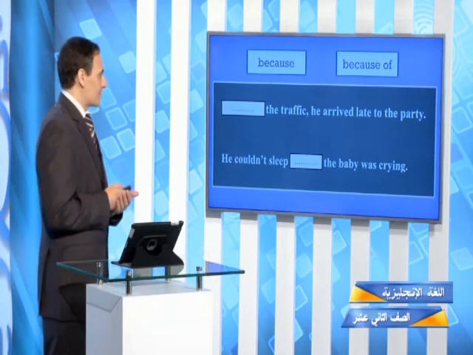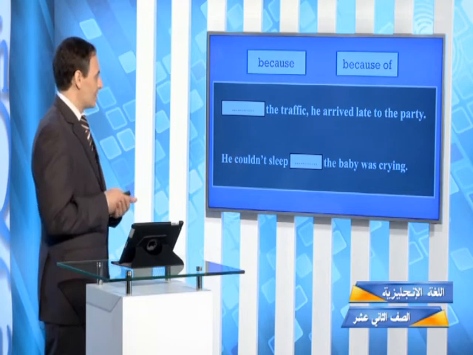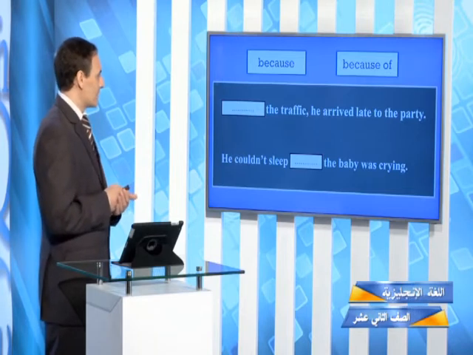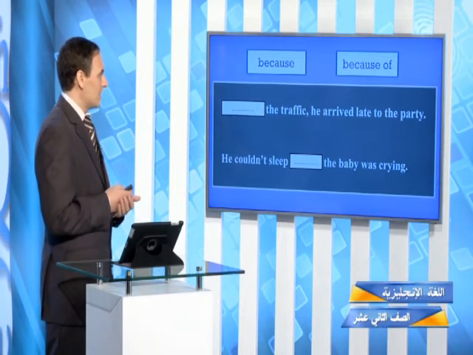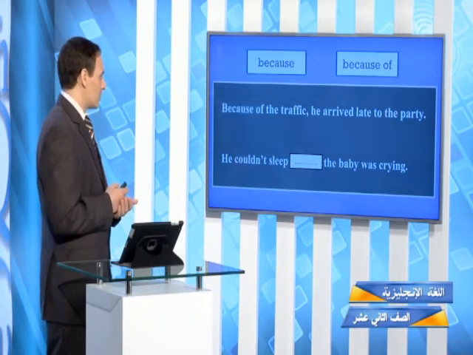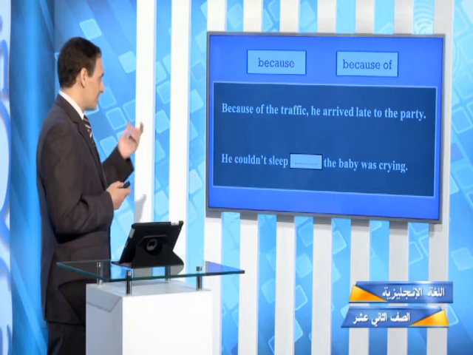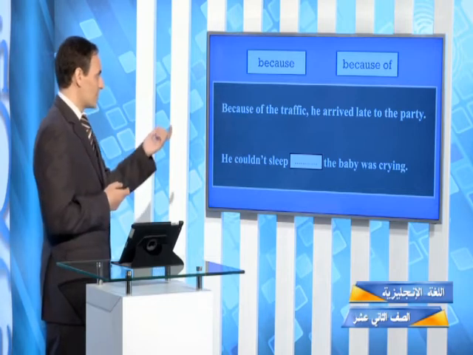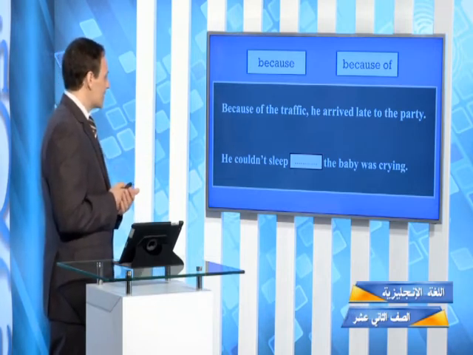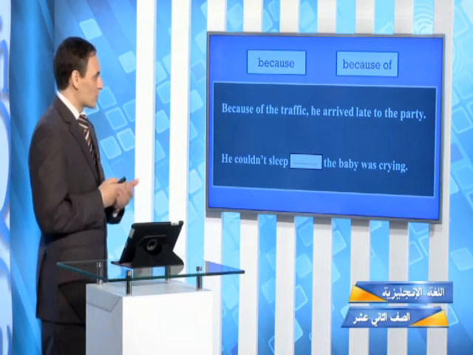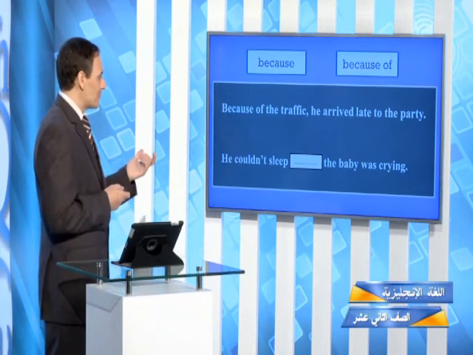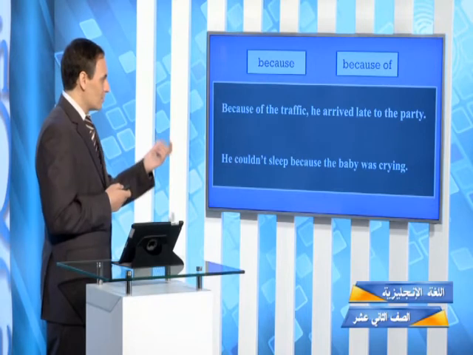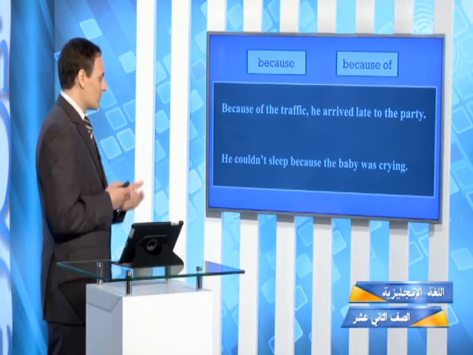Right, again, it's time for you to further practice this pattern. So do you use because or because of to complete the following sentence? Space, the traffic. He arrived late to the party. Excellent job. We should use because of. And the simple reason is that the traffic is a noun. So we use because of the traffic. Right, in the next sentence, he couldn't sleep, space, the baby was crying. He couldn't sleep because the baby was crying. The baby here is a subject to the verb was crying. Okay, so that's why we should use because.